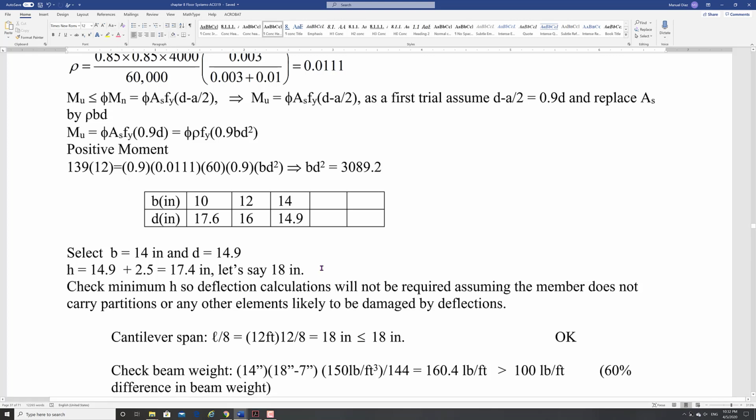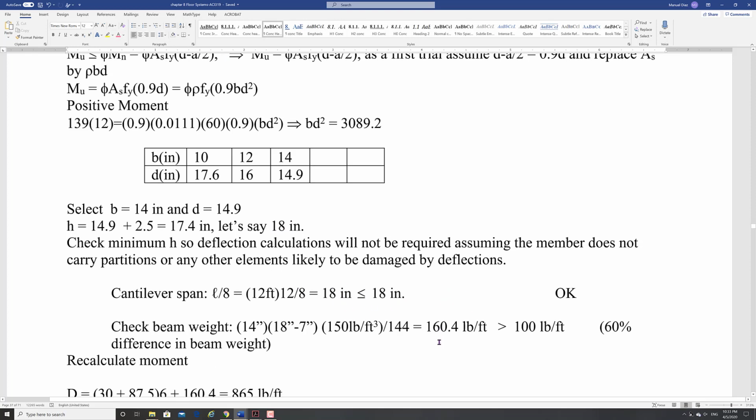Unless I ask you specifically for a certain ratio, then yes, you have to do it. But normally I would say close to it, so that you have some leeway. Okay, so we got that. We're going to check the minimum H, right? So it's 12 feet times 12 to change it to inches, divided by 8, and that gives me 18 inches. So 18 inches looks good. To satisfy the minimum, we're going to do that.